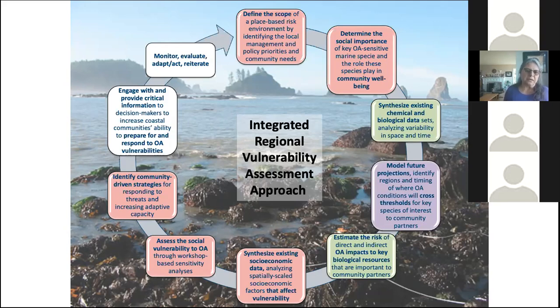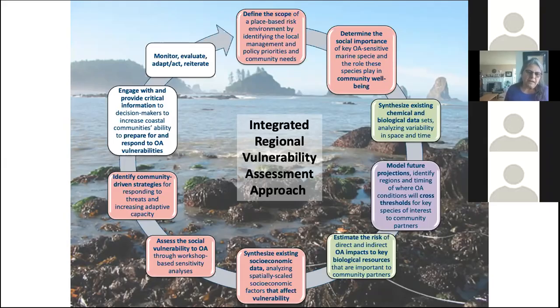Sam Sidlecki and her group, including a graduate student, Holly Berger, who's on the line today, worked on, she used a regional ocean model. It's a ROMS-based model. It's forced by CMIP 5. If you're a modeler, you know what that means, but that's a global model. And so this model was then used to make future projections that could, on a spatial scale, identify the regions and the timing of where OA conditions will cross thresholds that could be interpreted for key species of interest to the community.